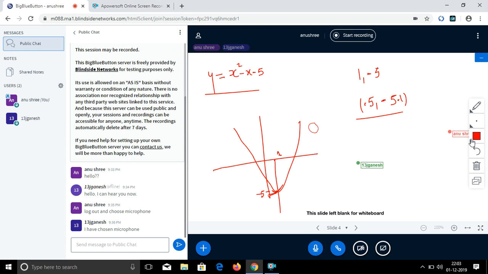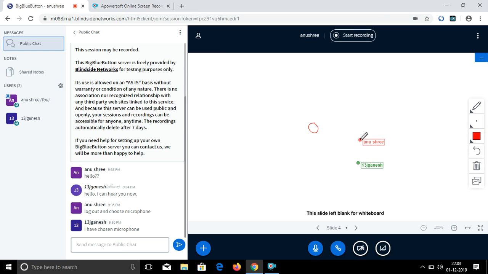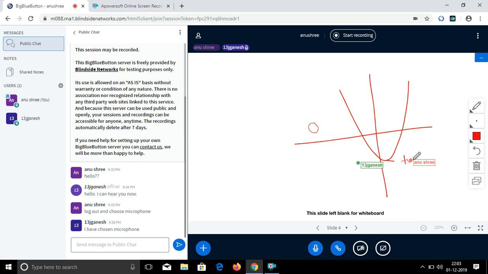Now, if we see the graph of a quadratic, because we are doing quadratic graphs, if we see the curve of a quadratic equation, I told you that the minimum point is the turning point, where the curve is taking the turn.